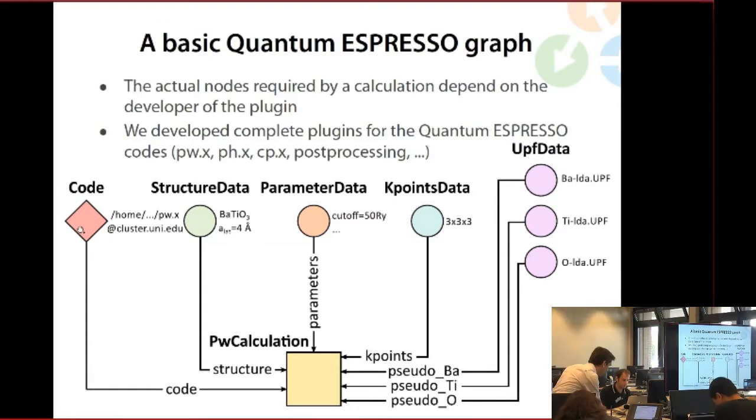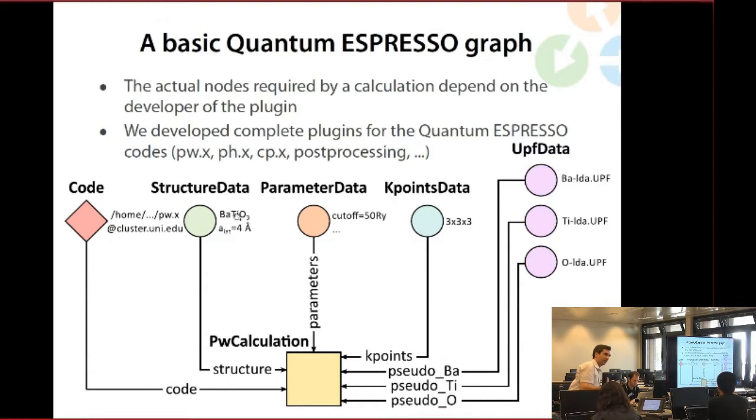So the code object, that is representing a code that you're executing on a remote or not remote machine. A structure object that is representing a crystal structure or a molecule. Parameters, that is just basically a dictionary with some values and some parameters like the cutoff, etc. K points, which represent your Brillouin zone sampling, and UPF data, which represents a pseudo-potential.